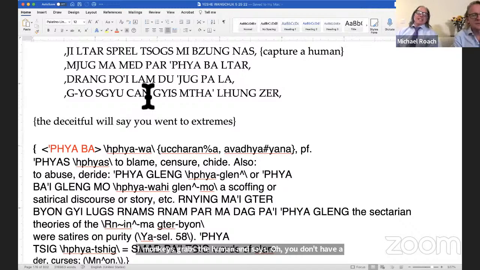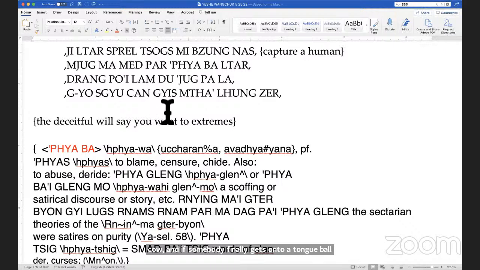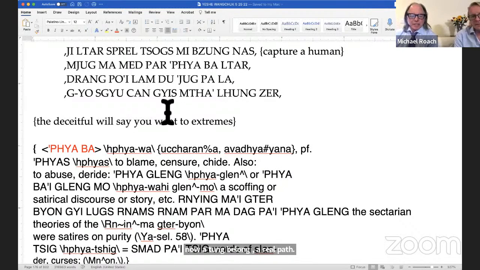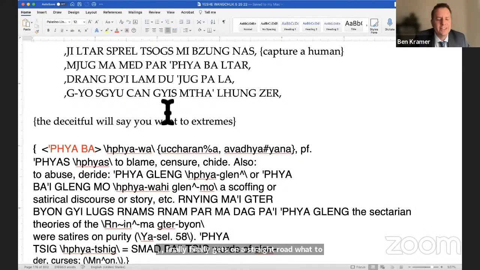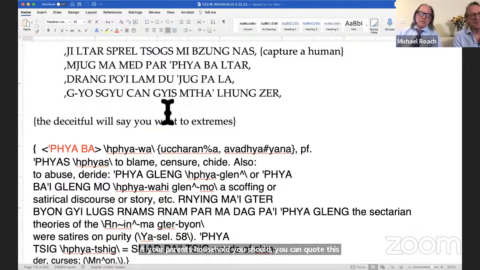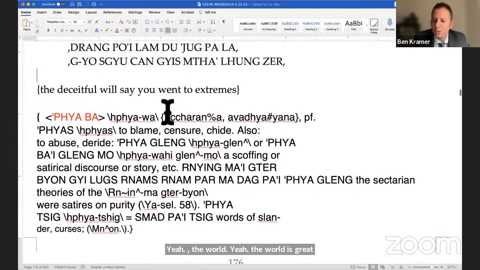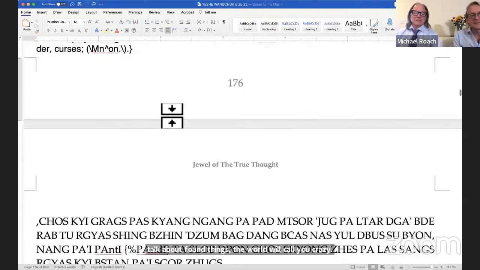And if somebody finally gets onto a real path, a straight and narrow road, it looks crooked to other people. Crooked to crooked people. Isn't that cute? If your parents hassle you for being a Buddhist, you can quote this. The crooked people will say he's going to extremes, because to them straight looks crooked, and for them crooked is straight. That's beautiful. So the world is crazy, and if you talk about profound things, the world will call you crazy. Exactly, and they might crucify you or stuff like that.